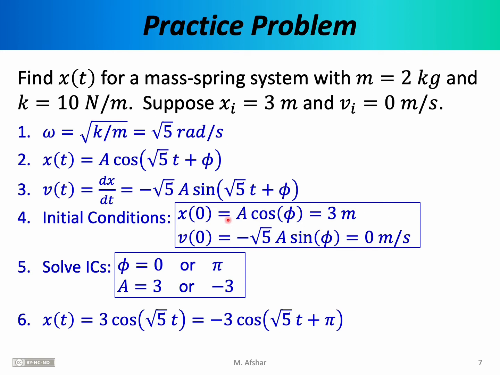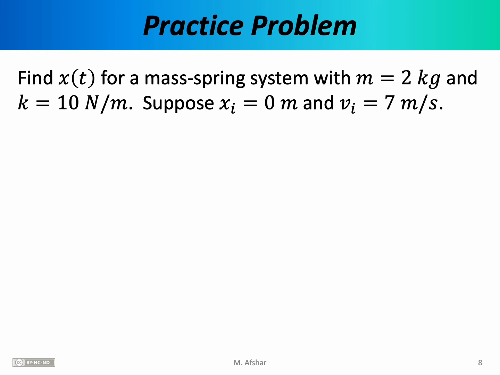The important point here is that given the initial conditions, we can figure out the unknowns A and phi, and what we end up with is a very precise description of the position of this mass spring system.